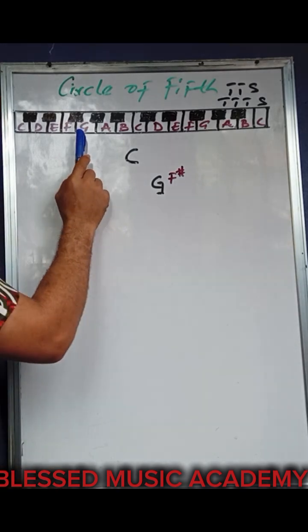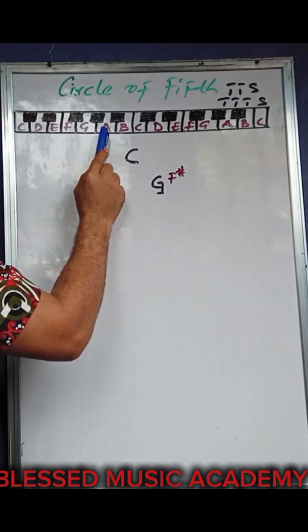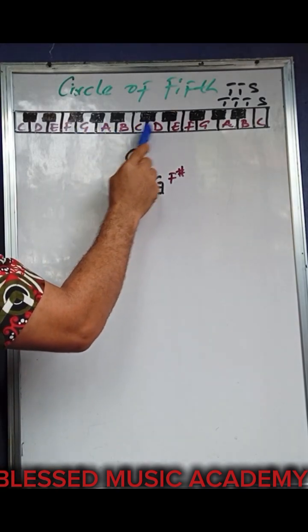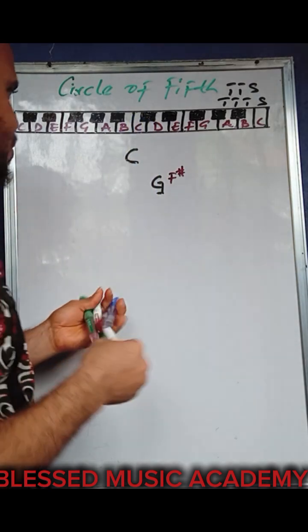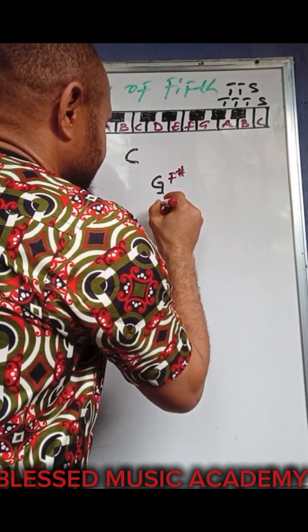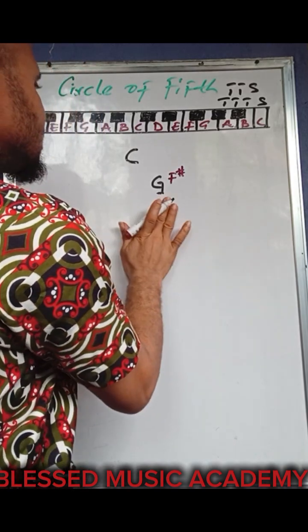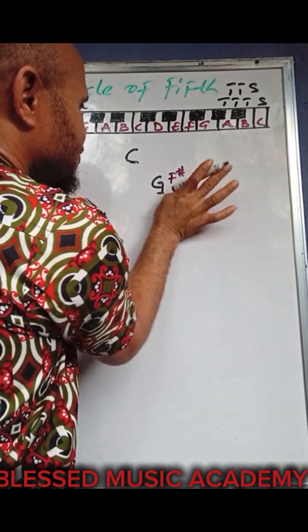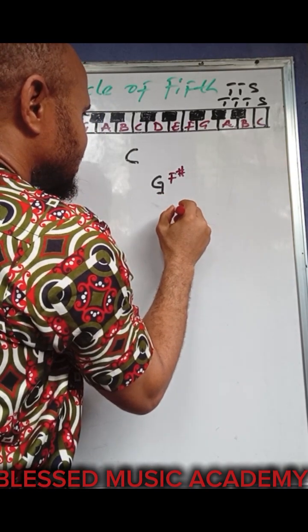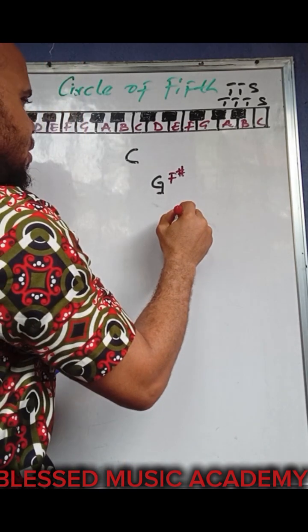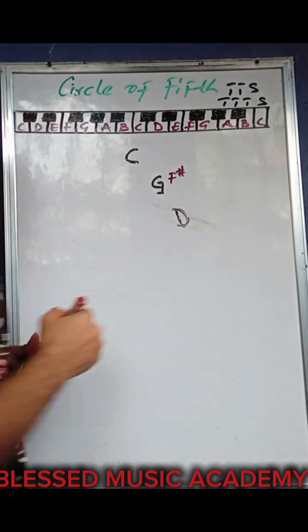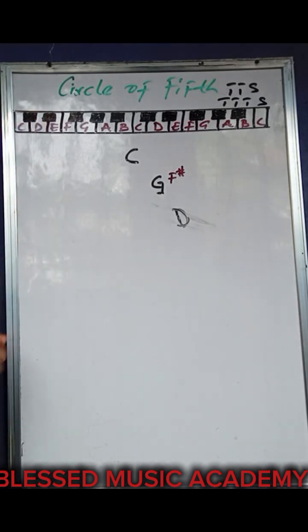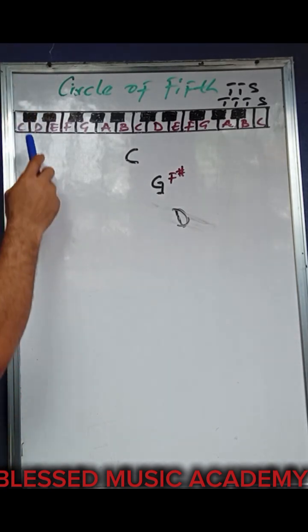So what is the next circle of fifth? We are on G, so you count 1, 2, 3, 4, 5. The next one is D. So that is the circle of fifth. The next one is D. All right, so the same method also. Where is our D? This is our D.